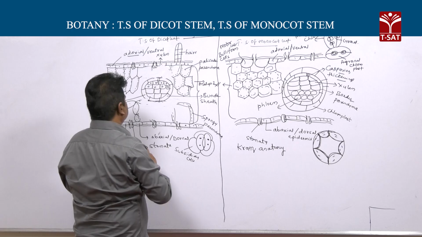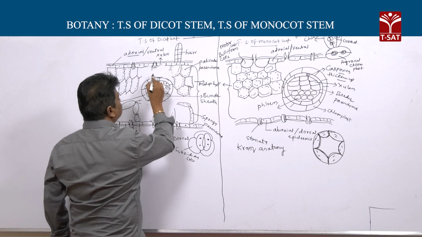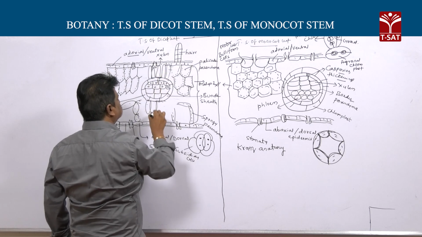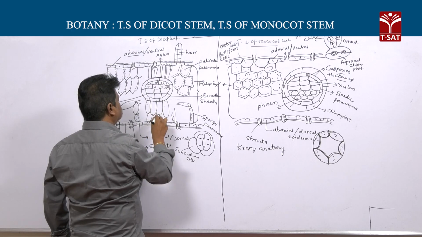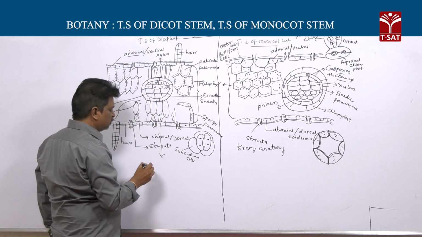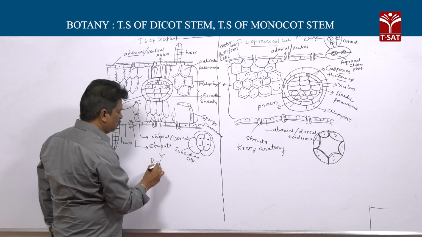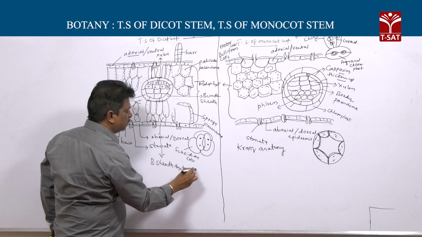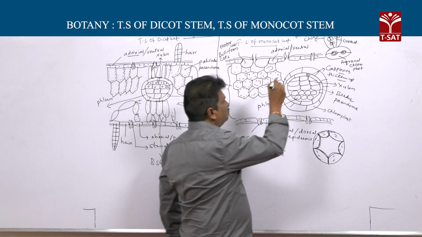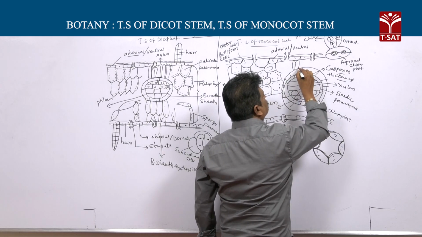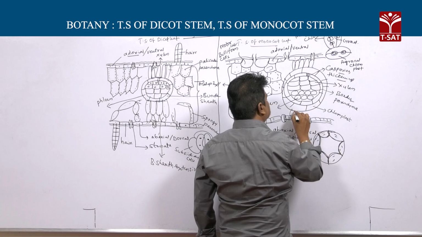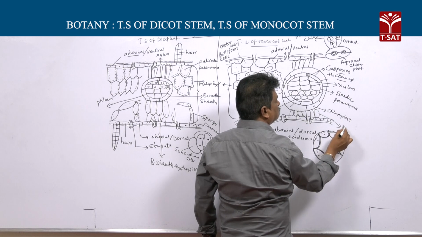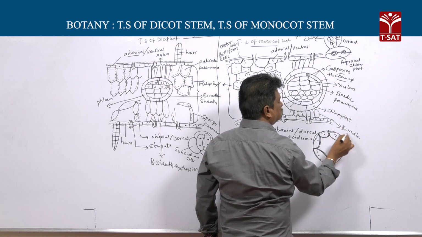These bundle sheath cells on the upper side and also the lower side undergo division and form cells called bundle sheath extensions. So, bundle sheath extensions are present in both dicot leaf and also monocot leaf.